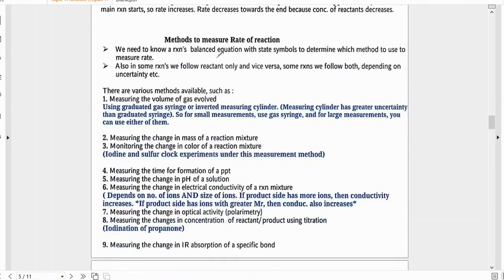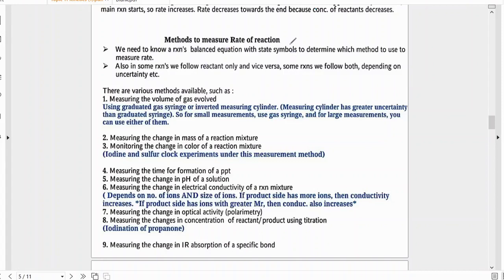Last thing for this video, there are different methods to measure the rate of reaction. 9 methods. These are basically MCQ questions. These no longer come in section B and C. They used to come in section B back in the day, in papers older than 2016. But let's continue. The method you are going to use out of all the 9 methods depends on the balanced equation or stoichiometric equation and the state symbols.